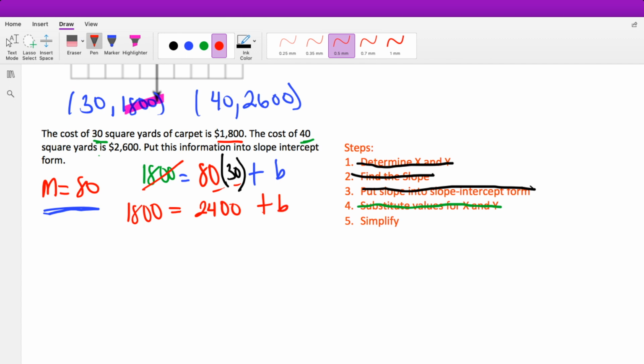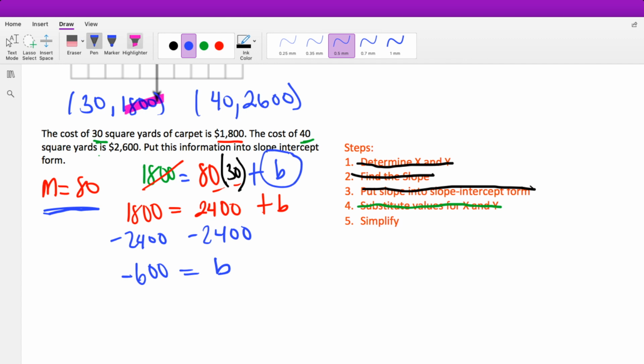What do we do now? We want to get this b by itself because we need to fill in the b. So how do I get b by itself? I need to subtract this 2400 from both sides. 1800 minus 2400 is negative 600 equals b. Perfect. So now we know that b over here is just going to be negative 600.